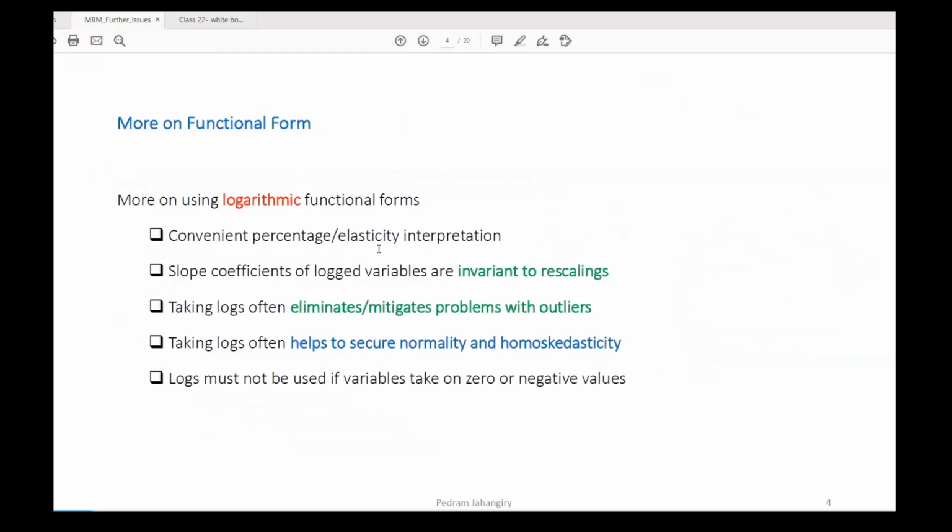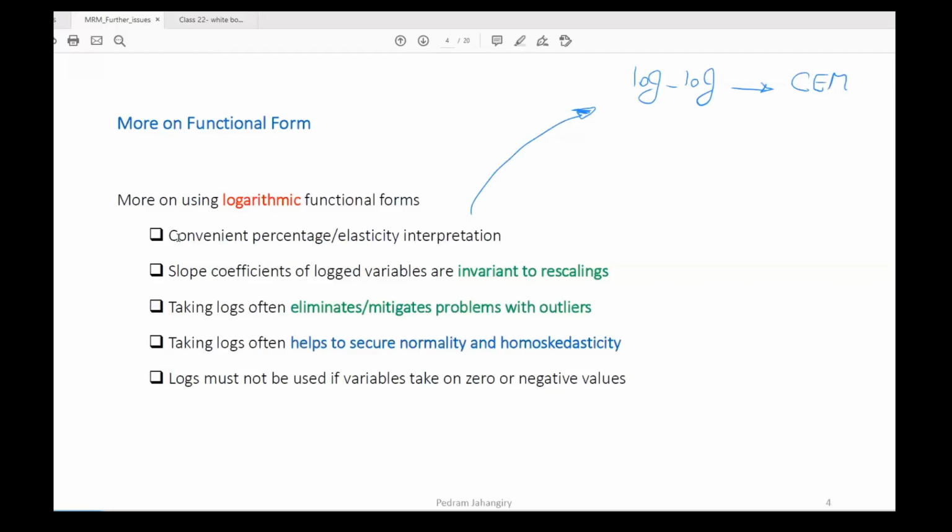Now, the second topic. So again, we are talking about different topics. Let's talk about more on functional forms when you're using a logarithmic model. So when we use logarithmic functional form, these are the properties that we have. So why do we use logarithmic functional form? First, it is convenient because of the percentage or elasticity interpretation, right? Remember, what did we have? We said that if you have a log-log model, I'm talking about the constant elasticity model, 1% increase in x, beta percent increase in y.